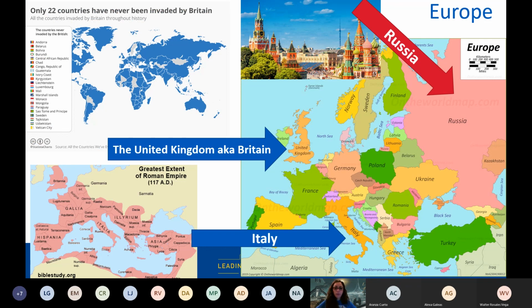In Europe, there are 3 states so far that you have to know. The first is the United Kingdom, aka Britain.